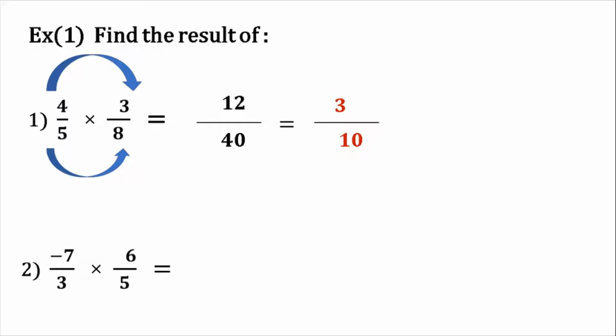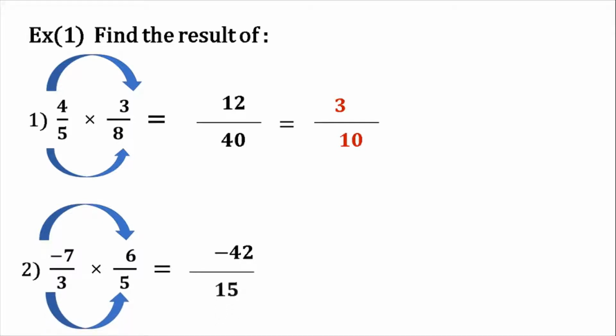Number 2. Negative 7 over 3 multiply 6 over 5, which equals negative 7 multiply 6 equal negative 42, and 5 multiply 3 equal 15, which equals in the simplest form negative 14 over 5.